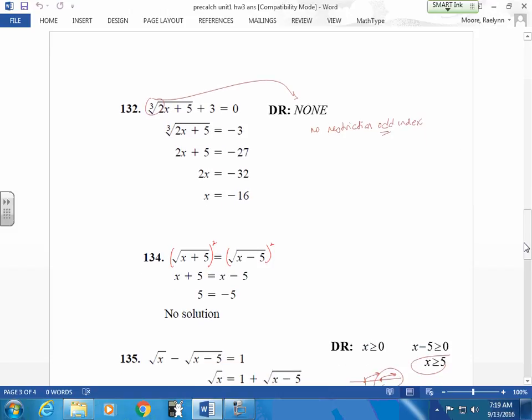Okay, this is a cube root. A cube root has no restrictions. It could use any number. You can put a negative under your cube root. Because it's a negative 8, cube root of negative 8, negative 2 times negative 2 times negative 2. So do the same thing as you do. Isolate your radical first. Now instead of squaring both sides, cube both sides. And solve.